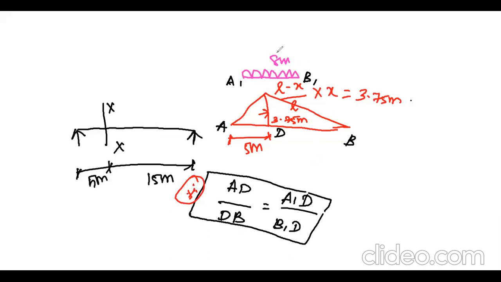Now you know the value of AD is what? 5 meter. Am I right? The value of DB is 15 meter. So the ratio is what?